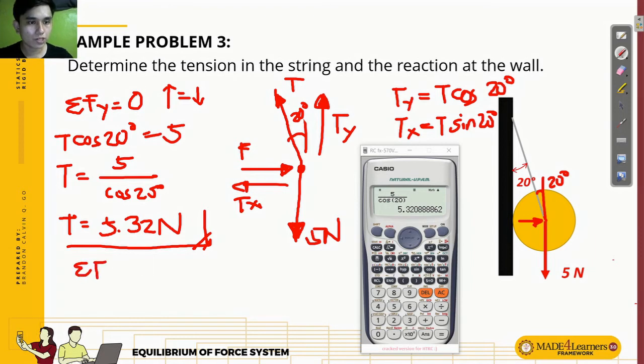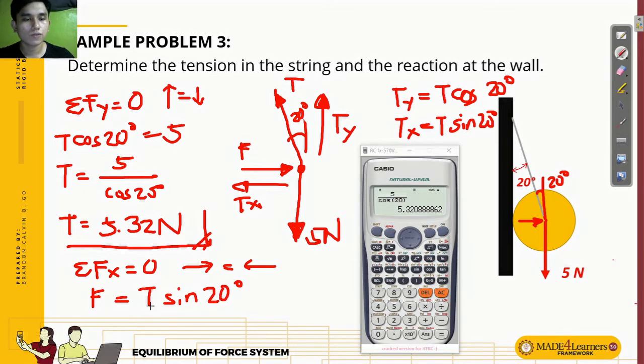So, summation of forces along X is equal to 0. So, ang unknown na to is F man. So, yung direction na to na assumption is to the right, no? So, to the right is equal to the left. So, to the right class, we have F, which is unknown, is equal to the left. Kung saan to the left na to? Ito yung Tx. Okay? So, sakto na yung direction, no? Okay, tension man. So, Tx in terms of T, that is equal to T sine of 20 degrees.